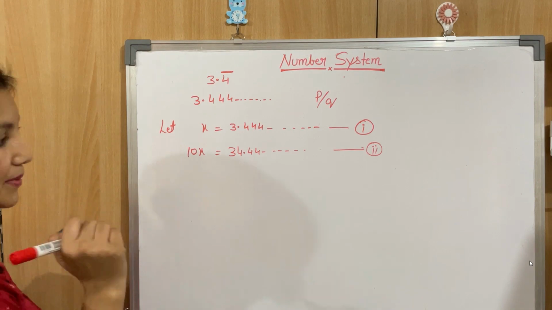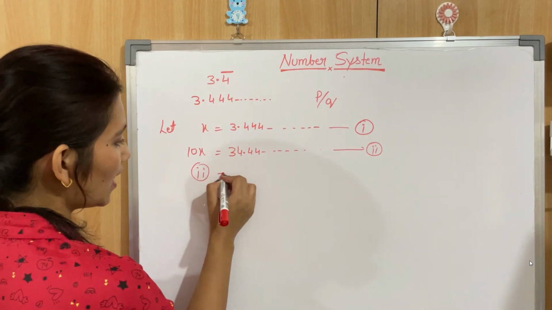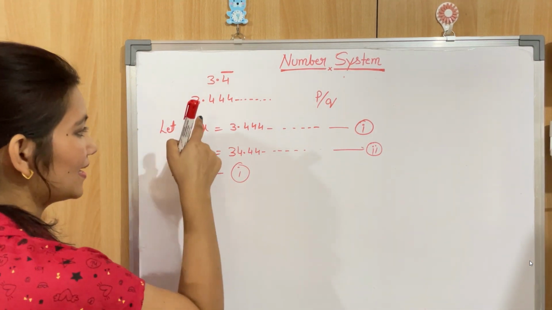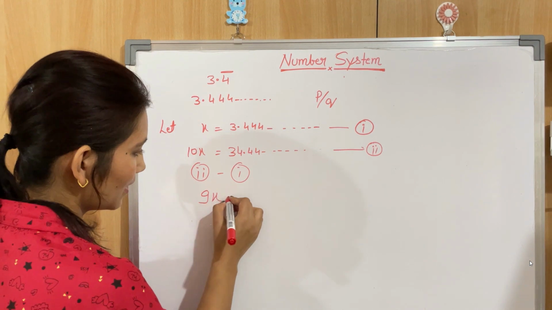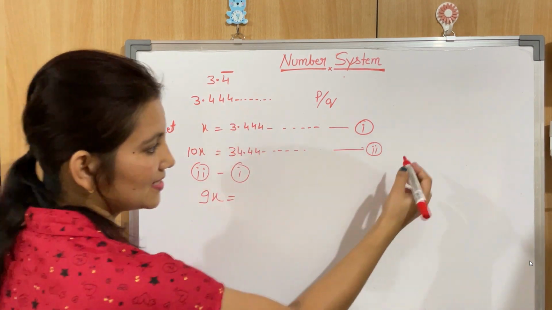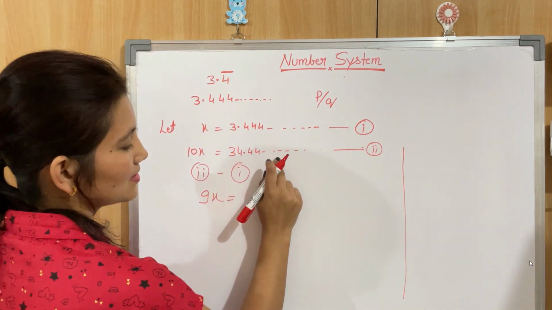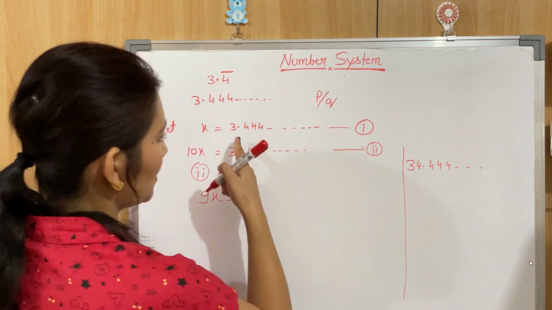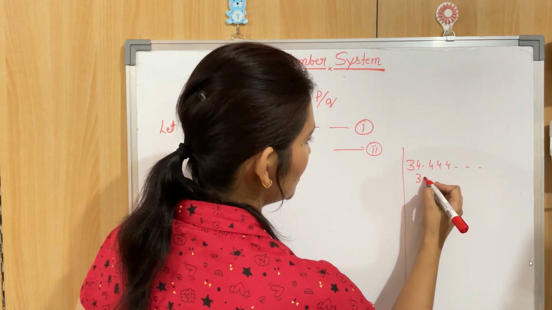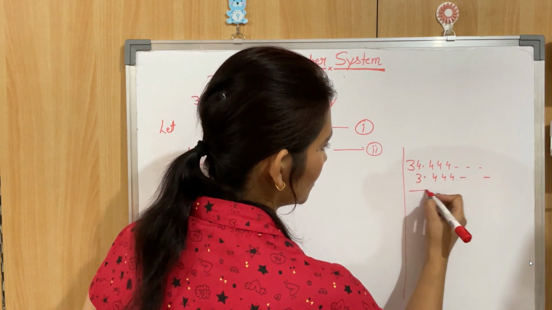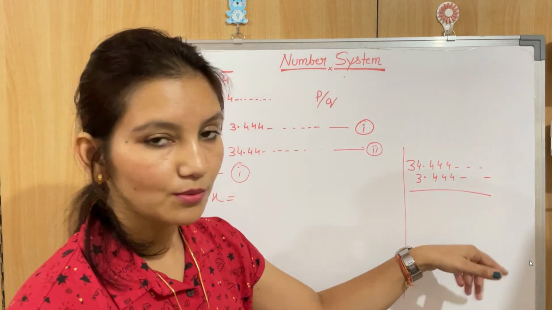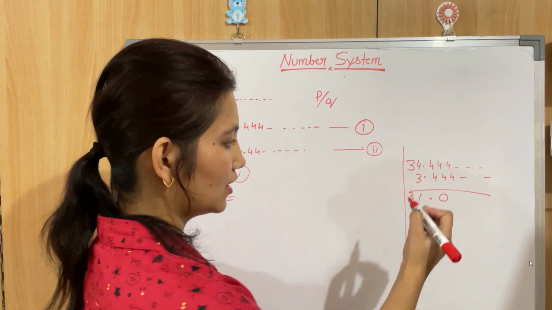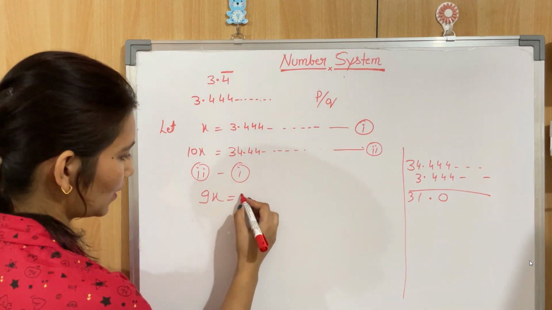Now the next step is to subtract equation number 1 from equation number 2. When we do this, 10x minus x will give 9x, and this minus this, let's see how we do it. 34.44 and so on minus 3.44 and so on. So 4 will cancel out, and 4 minus 3 is 1 and then 3. So what is it? 31.